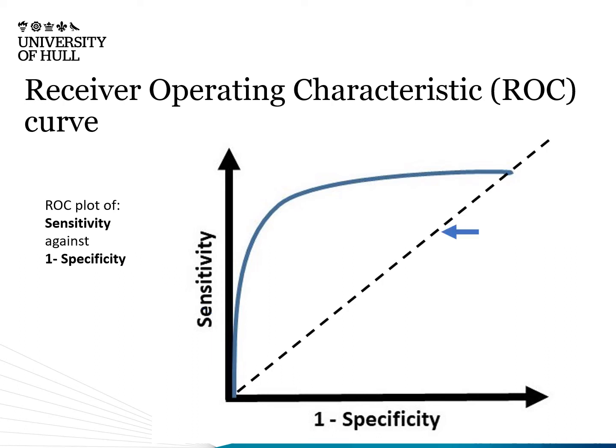And the subsequent plot can indicate several things. If the plot is a 45-degree line, that means that your screening questionnaire is no better than guessing. In other words, it's useless.